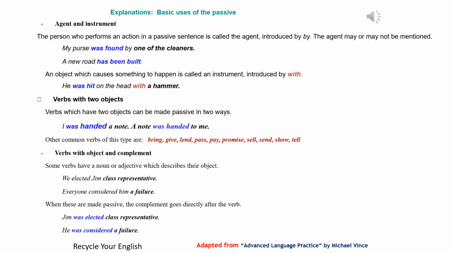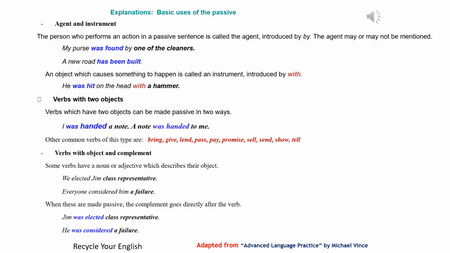Explanations. Basic uses of the passive. Agent and instrument. The person who performs an action in a passive sentence is called the agent, introduced by "by". The agent may or may not be mentioned. My purse was found by one of the cleaners. A new road has been built.